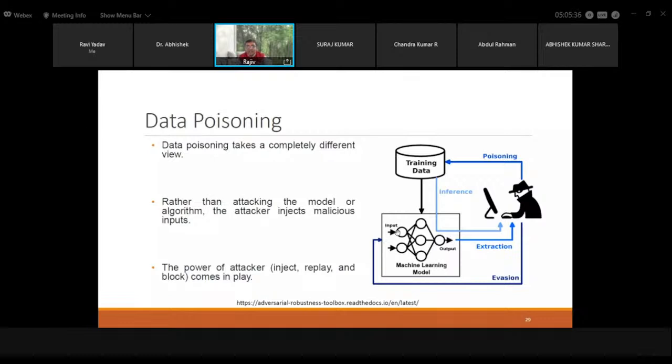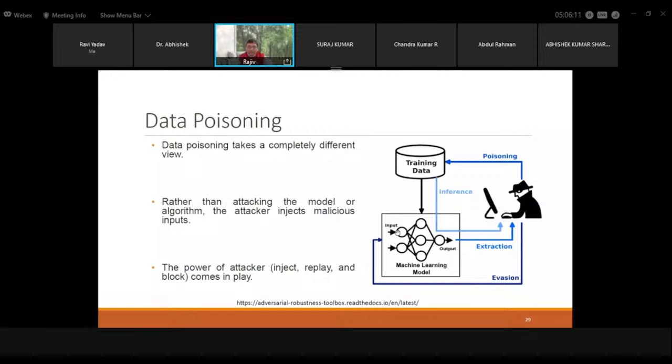So if the attacker can poison the data, what can we do? The model should try and reject it, but then again, it comes down to whether it can identify which one is the malicious data and which one is the actual data. You have to remember what the powers of an attacker are. An attacker can inject, an attacker can replay, or an attacker can block the data.